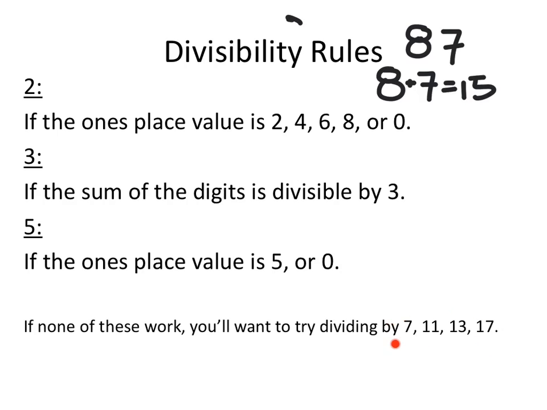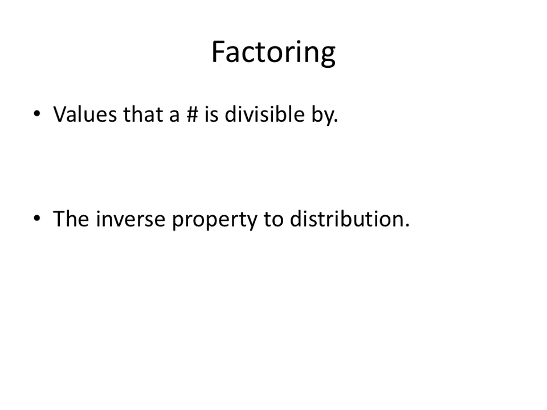So divisibility rules by 7, 11, 13, or 17. We shouldn't see any numbers higher than that. But if you don't see them divisible by these 3, you may want to try 7, 11, 13, and 17. But in that case, I'm just using a calculator to see if it's divisible by these ones. Alright, so divisibility rules help us to determine if numbers are composite or prime. On the other hand, though, they're going to help us with factoring as well.